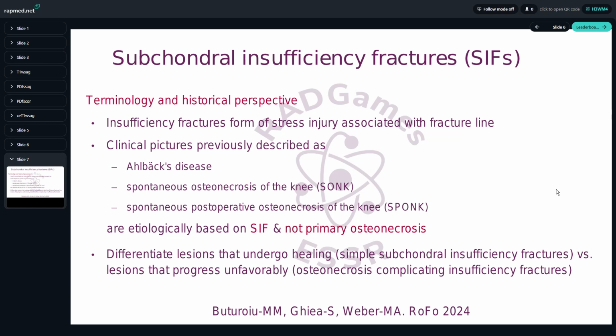And for further reading, I can recommend you an article published last year in ROFO. And well, with this, I thank you very much. I hope the lessons learned from this case are clear. Now you know everything you should need about subchondral insufficiency fractures.